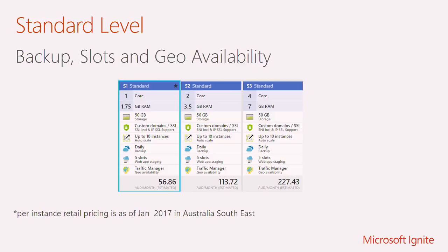It's going to back up for me daily. I've got 5 slots, so I can do that staging thing, and I've got Traffic Manager to be able to do geo-availability. I spend more than $56 a month on coffee, and I'm getting that for that kind of price. Pretty amazing, pretty cheap feature there.